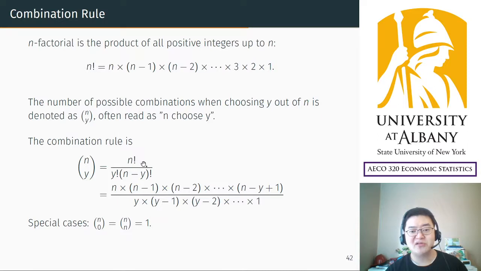N factorial divided by y factorial times n minus y factorial. Or to expand this product, n times n minus 1 times n minus 2 up to n minus y plus 1. And the denominator has another sequence of multiplications, y times y minus 1 times y minus 2 down to 1.